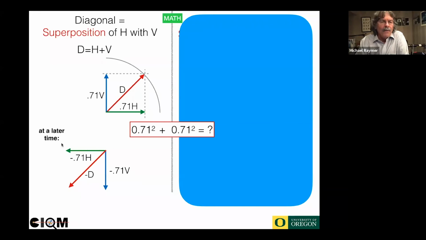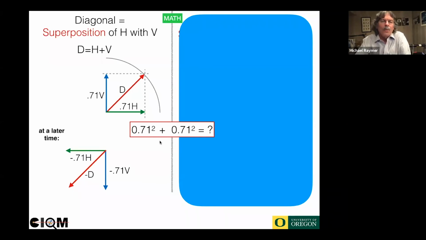And if I wait a little bit of time, this red arrow oscillates and pushes down this way. And now the length of the green and blue arrows are minus 0.71, if you like. And it's what we call minus D. But as I said before, D and minus D are really the same thing because they oscillate between each other.